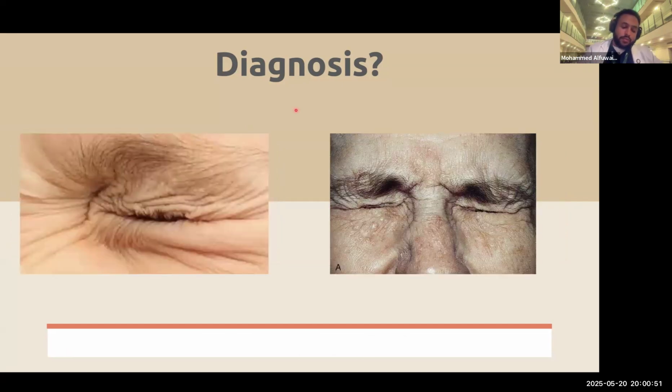How about this patient over here? Blepharospasm, usually due to contraction of the orbicularis oculi muscle. In this case, there are many causes of it. You don't need to know. One thing is if we want to treat it, Botox.